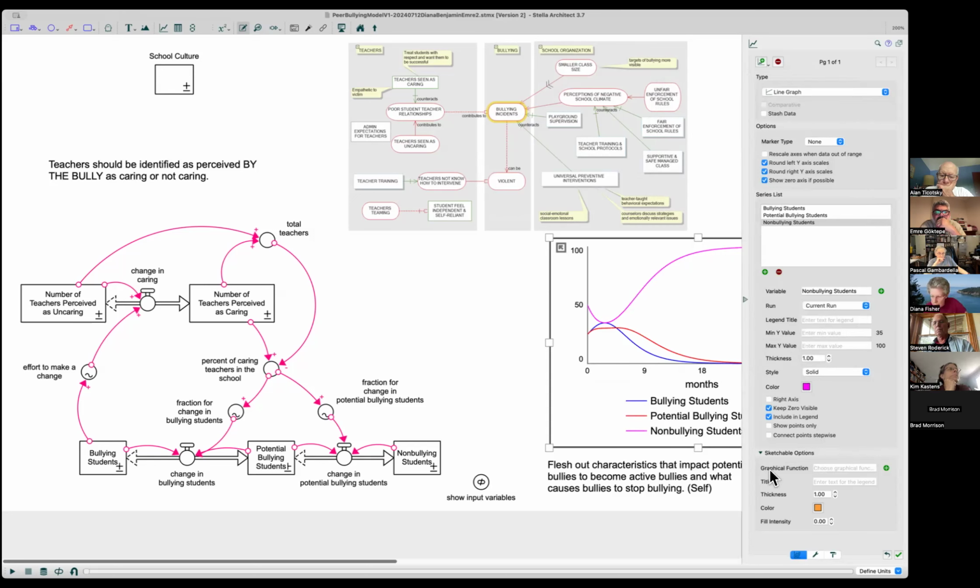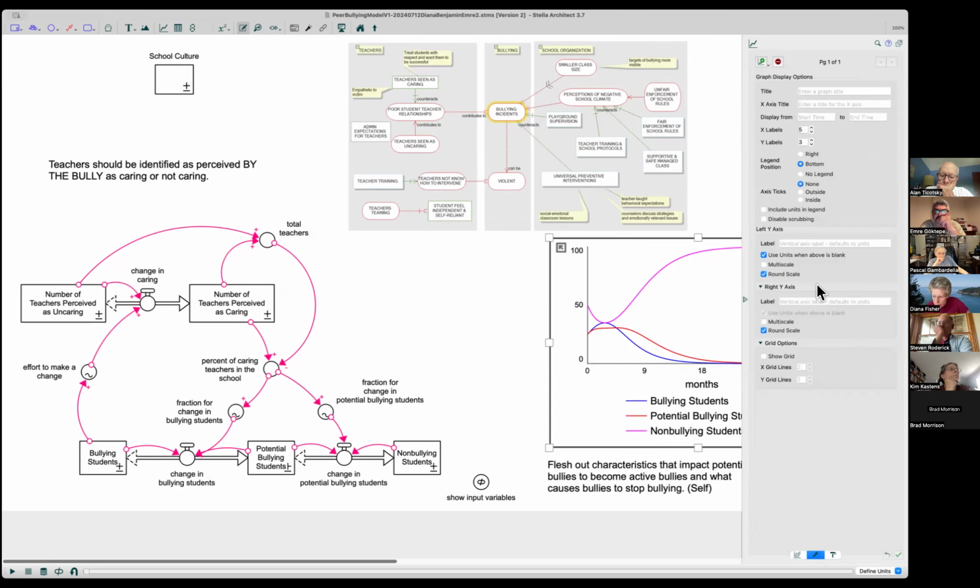I have to tell you that I really like grid lines. I think it's the math person in me.